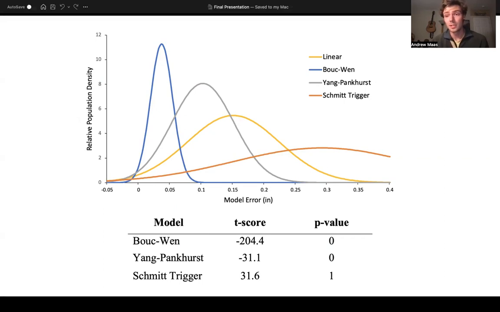So at a confidence of alpha equals 0.01, we can conclude that the Bouc-Wen and the Yang-Pankhurst models are better than the linear model. And for the Schmitt trigger, we can't conclude that it's better. We fail to reject the null hypothesis that there's any difference between these. If the null hypothesis had been that the Schmitt trigger model was worse, then we would have some statistically significant evidence for that.